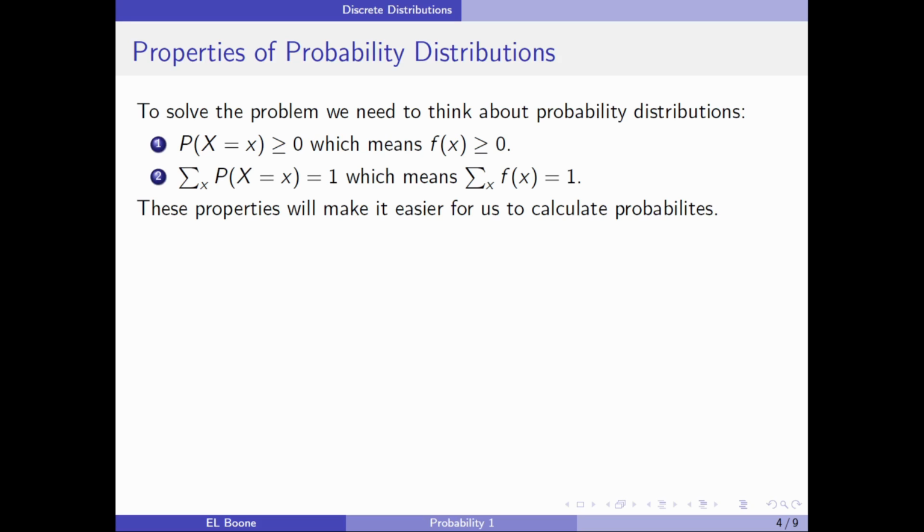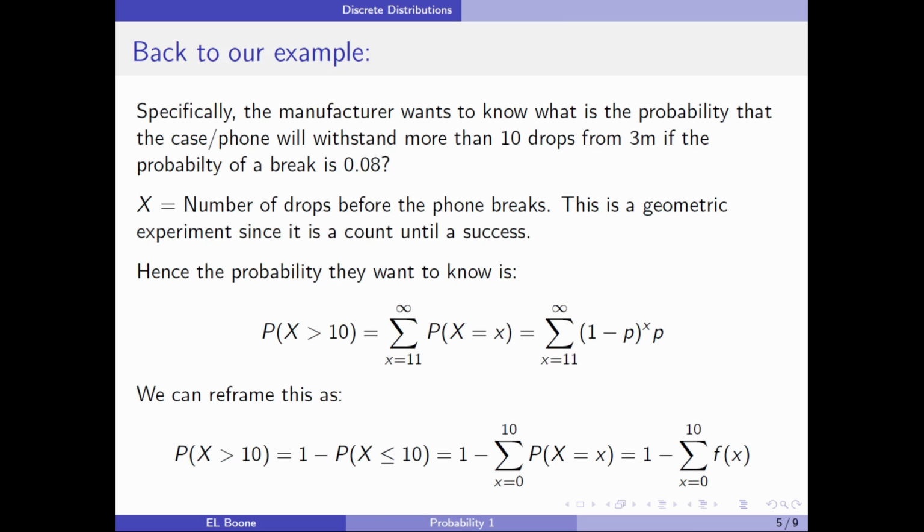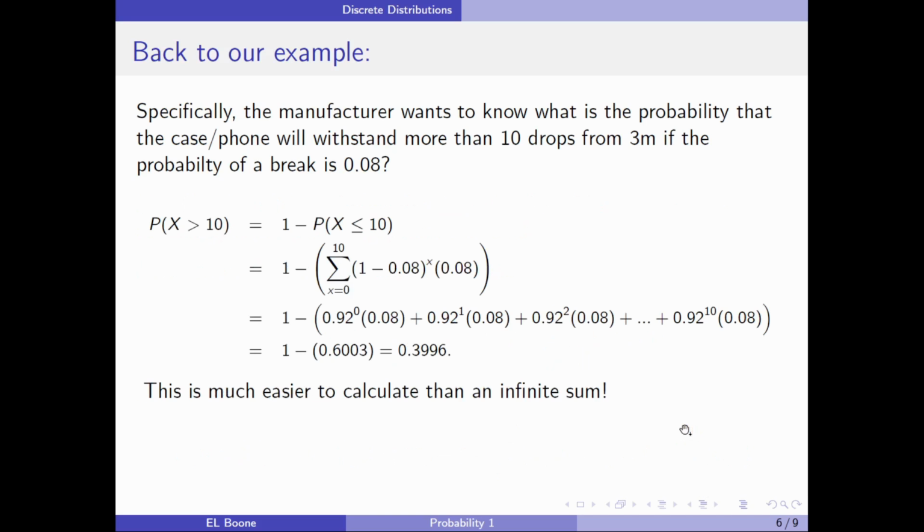To solve the problem, think about what we know about probability distributions. Number one, they're always positive, and number two, and more importantly, they add up to 1. And this we can use. So instead of looking at this directly, the probability X is greater than 10 is also 1 minus the probability that X is less than or equal to 10, which is 1 minus the sum from 0 to 10 of the probability X equals little x, which is 1 minus the sum from 0 to 10 of f of x.